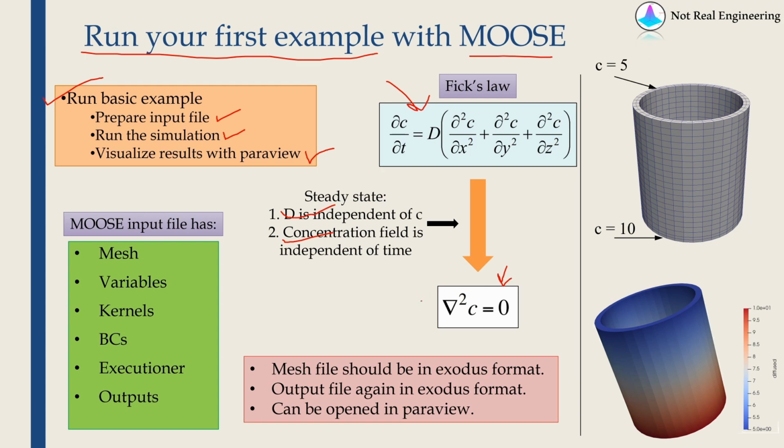So we are going to solve this equation for this geometry. This is a kind of cylindrical mug. And on the bottom face, we have a boundary condition that concentration is 10. And on the top surface, we have a boundary condition that concentration is 5. And once we solve this, we will get this result. This just shows how the concentration is varying from the bottom surface to the top surface.